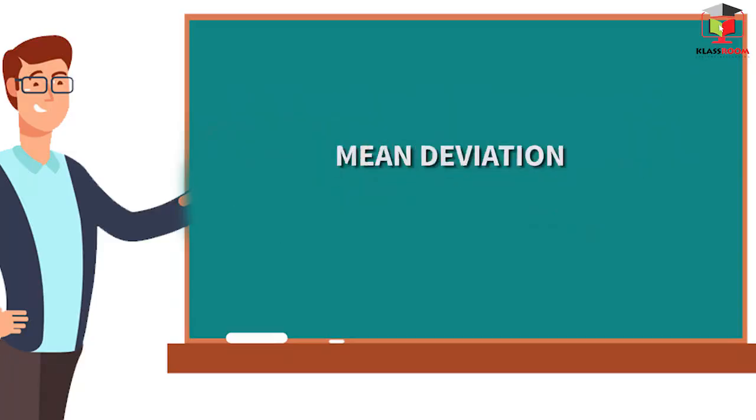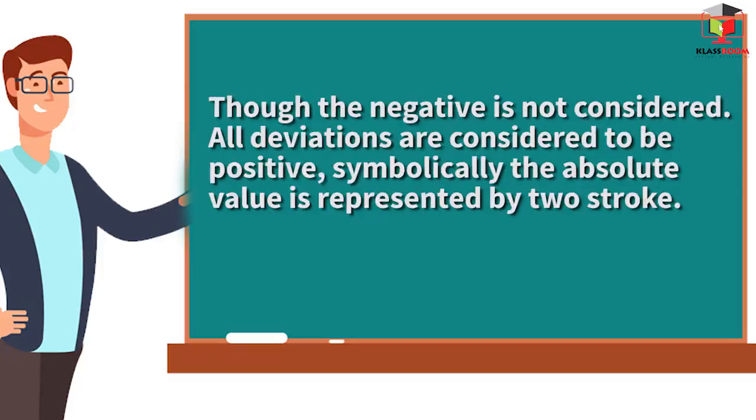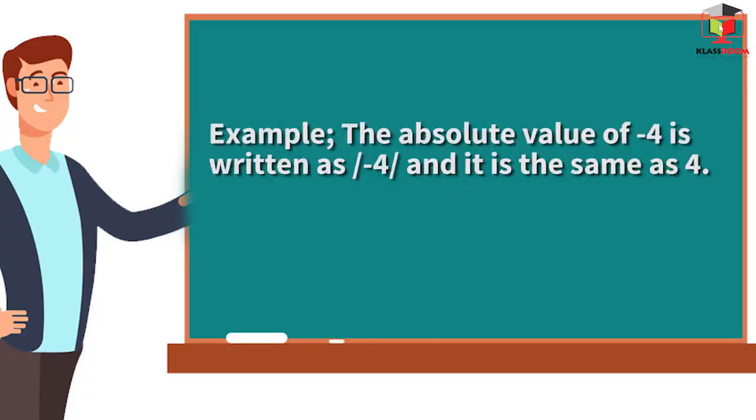Mean deviation. The mean deviation is the absolute mean of all the deviations of the individual values of the data from the mean of the values. The absolute value of a number is the magnitude of the number when it is either positive or negative, though the negative is not considered. All deviations are considered to be positive. Symbolically, the absolute value is represented by two strokes. Example, the absolute value of minus 4 is written as stroke minus 4 stroke, and it is the same as 4.